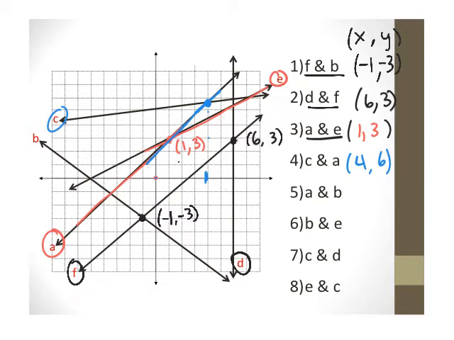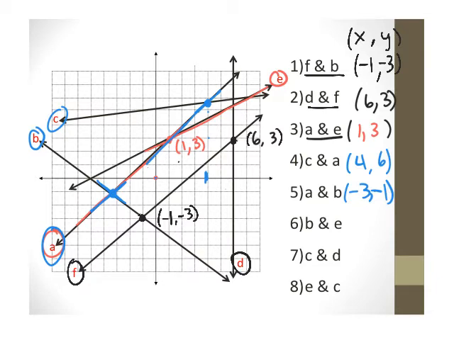Okay, so 5 is A and B. So A is here, B is here. So A is this line, B is this line. So it meets right here. Okay, I'm going to move over about -3 and move down -1. So it's -3, -1.